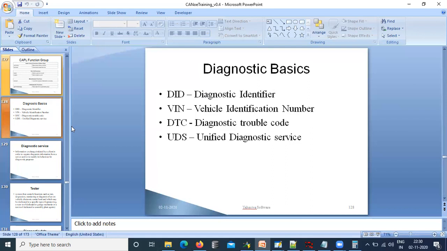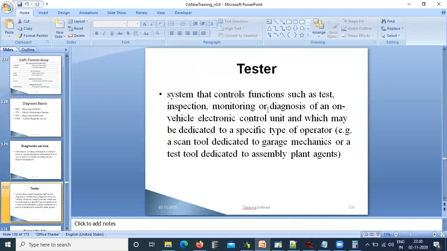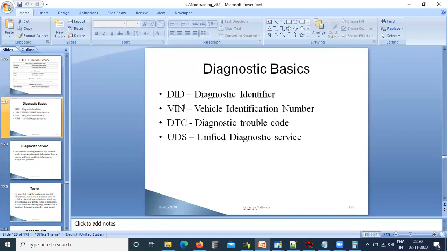DID means diagnostic identifier, VIN means vehicle identification number, DTC means diagnostic trouble code, UDS means unified diagnostic services, like that. DID in the sense data identifier, I think. Diagnostic identifier or data identifier? Data identifier, I remember. Can you please clarify for me?